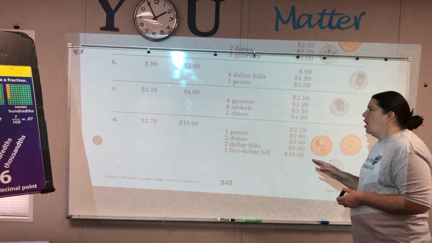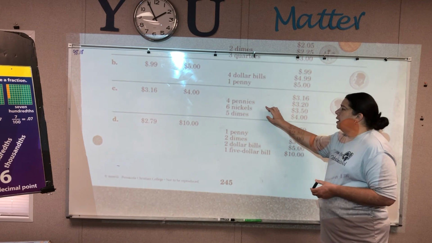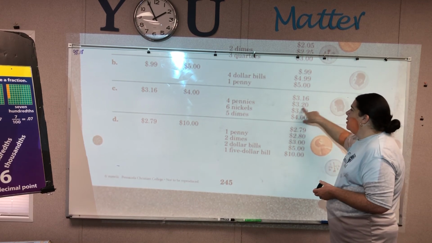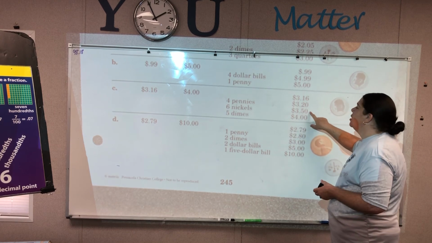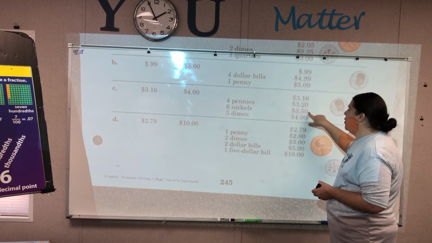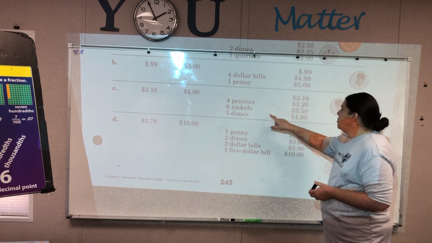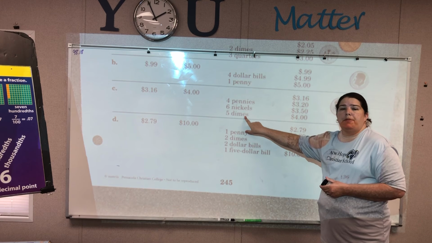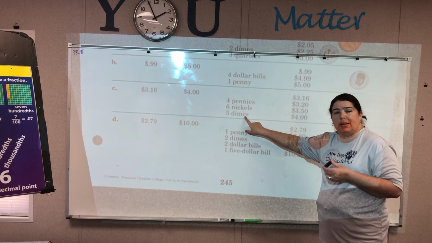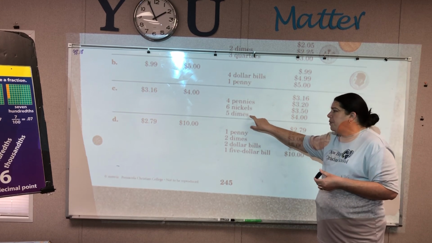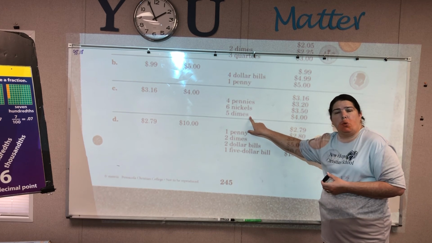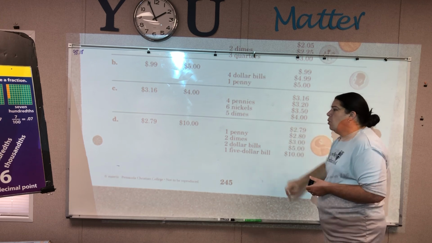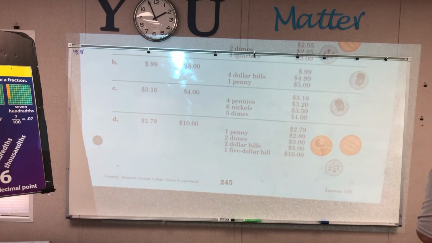$3.16, it's $4. They gave back 4 pennies, making it $3.20. They gave back 6 nickels, that's making it $3.50, and 5 dimes, making it $4. Could they use something other than 5 dimes to make it the least amount of coins? 50 cents can be made with 2 quarters. Do not circle letter C because they could have used quarters. Okay? Letter D.